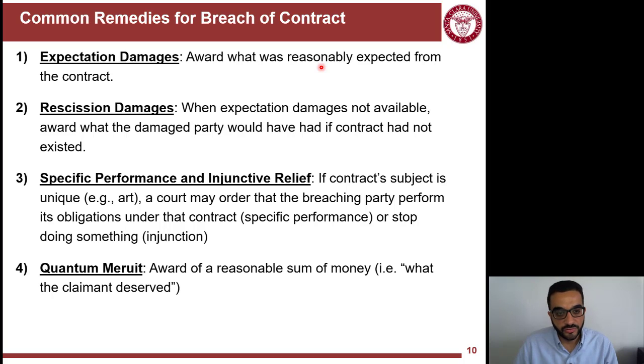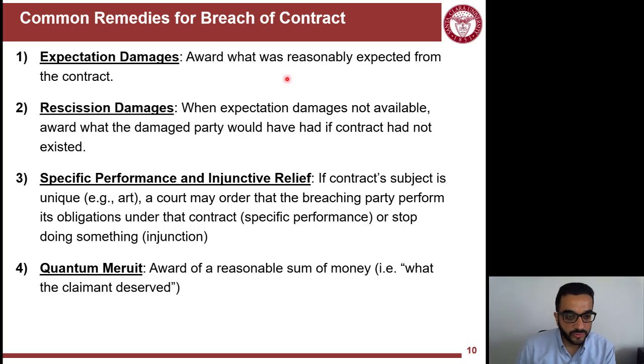There is the rescission damages. So when expectation damages are not available or applicable, award what the damaged party would have had if the contract had not existed. So if you cannot claim that you lost profit, at least you will claim what you committed for the project and the damage that happened because this contract was not materialized.